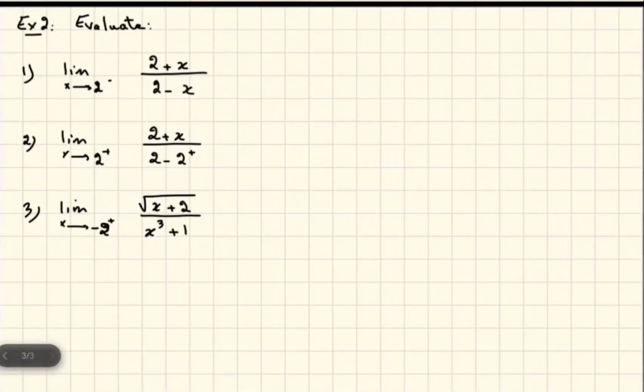Now, let's apply the same idea here. You're asked to evaluate the following limits. Only if we have something in the denominator or maybe inside a radical do we care about 2 minus or 2 plus. So let's check this one.